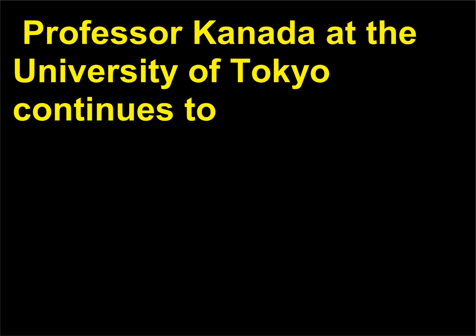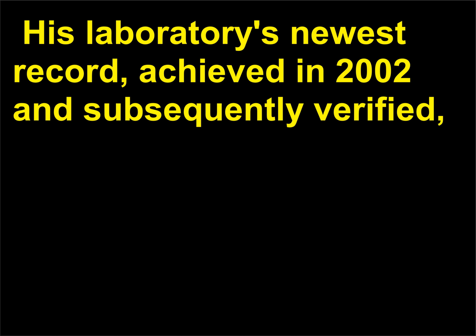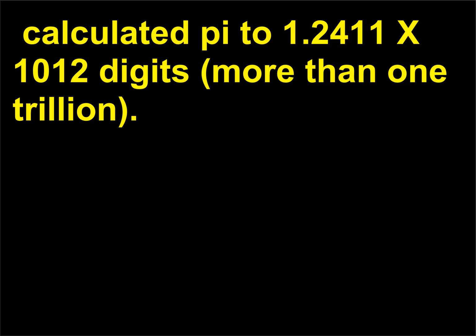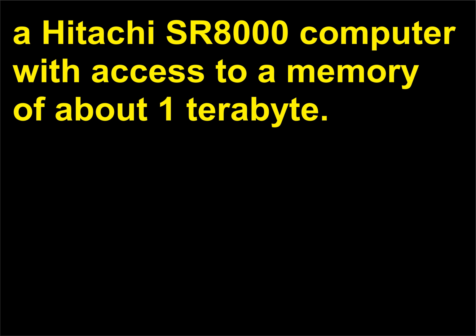Professor Kaneda at the University of Tokyo continues to calculate the value of pi to greater and greater digits. His laboratory's newest record, achieved in 2002 and subsequently verified, calculated pi to 1.2411 x 10^12 digits, more than 1 trillion. The calculation required more than 600 hours of computing time using a Hitachi SR8000 computer with access to a memory of about 1 terabyte.